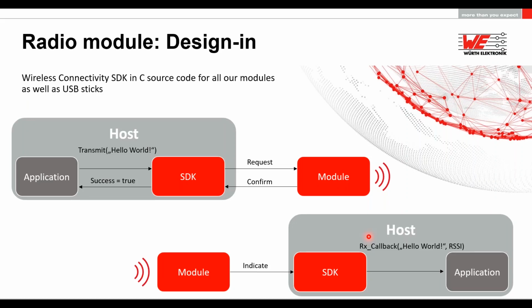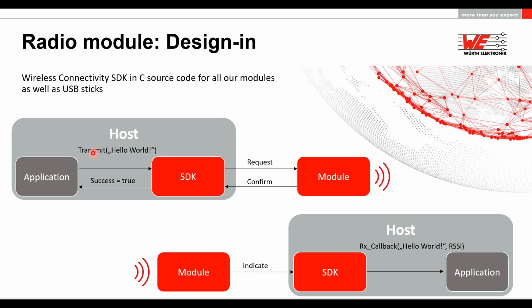So how does this design-in look on the software side, on the firmware side? So you have this host microcontroller application running here. All you have to do is use the wireless connectivity SDK, which is written in pure C. So it can typically be ported to any microcontroller. It can be 8-bit, ARM Cortex M4, M0, PIC microcontroller, doesn't matter. It's pure C, so it can be ported into any microcontroller.